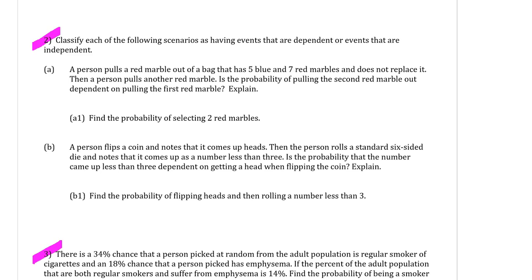So for question A, it says a person pulls a red marble out of a bag that has 5 blue and 7 red marbles. So I'm thinking right there that's 12 total marbles. And they do not replace it. Does not replace is important to note, because that means you took the marble out and you didn't put it back. Then a person pulls another red marble. So we're doing 2 red marbles. Is the probability of pulling the second red marble dependent on pulling the first marble out? The answer is yes.